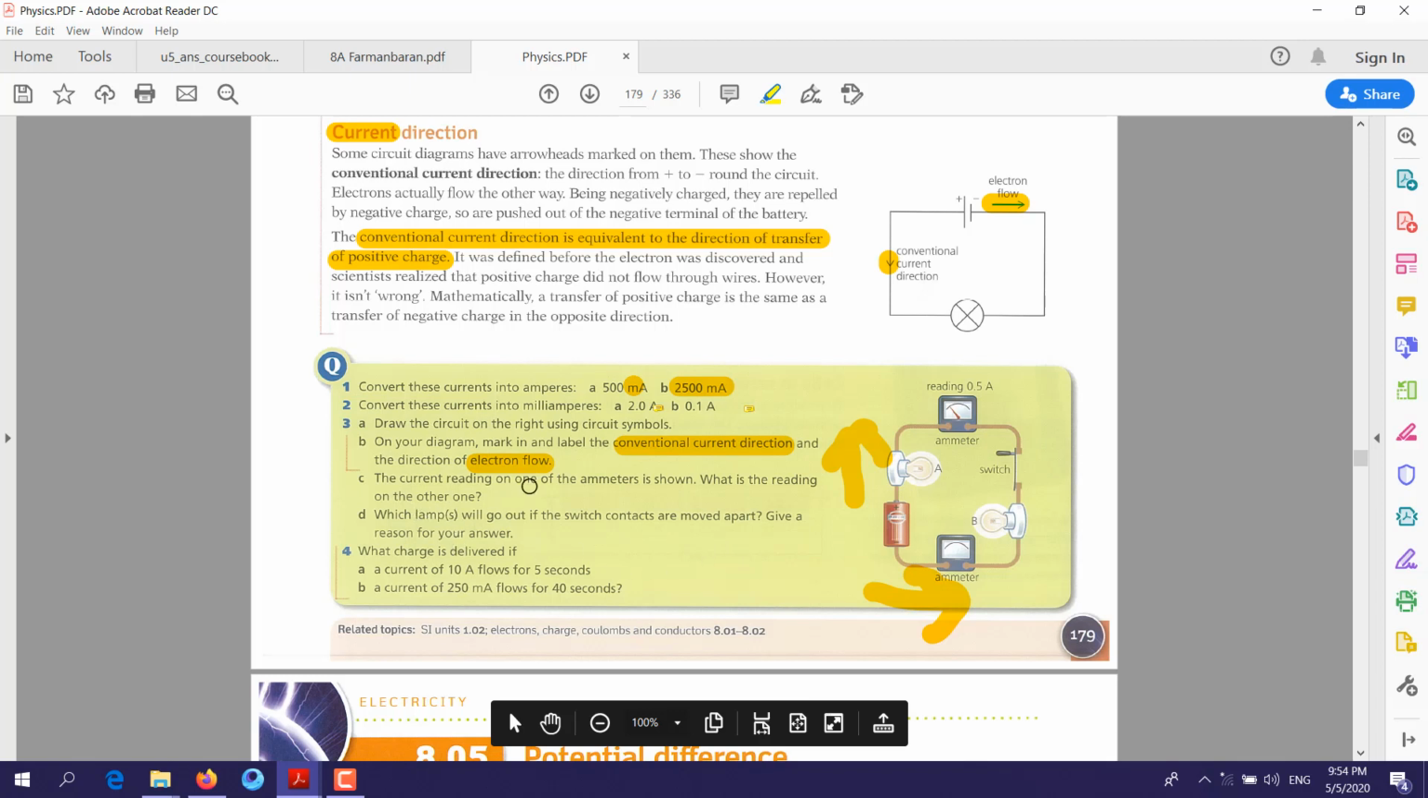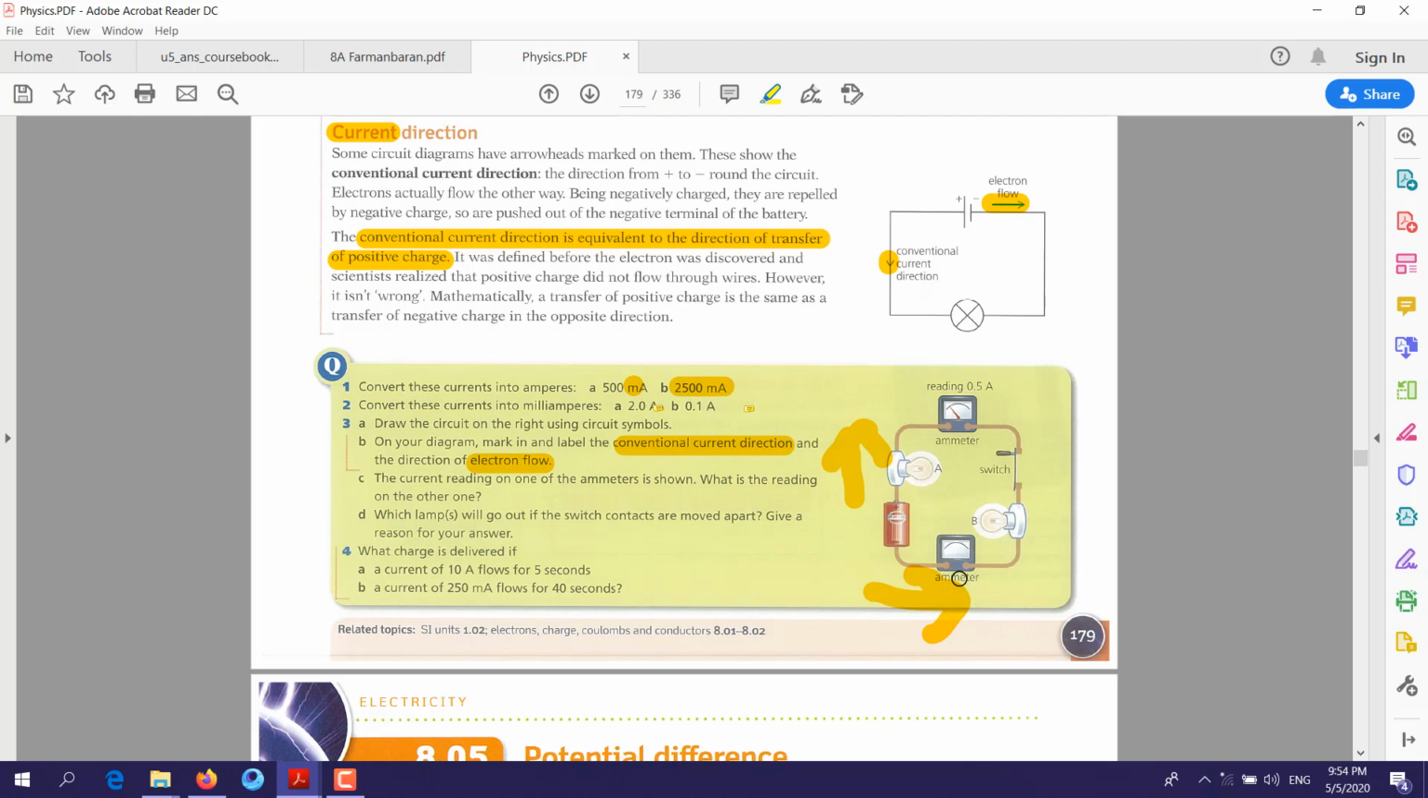C. The current reading on one of the ammeters is shown. What is the reading on the other one? Here, this ammeter, as you can see, it is 0.5 amperes. Okay, if the first one is 0.5 amperes, how much will the reading be on the next one? Both of them are connected to the same electric circuit.